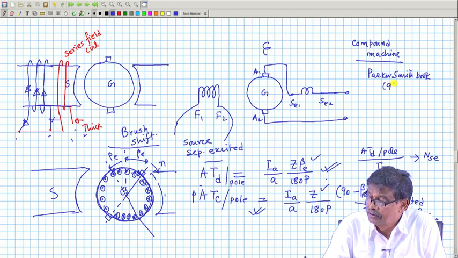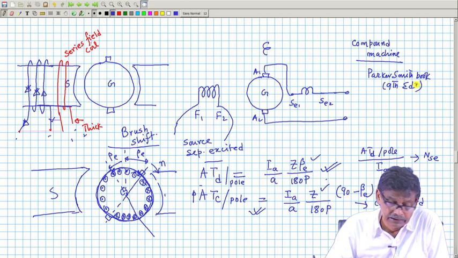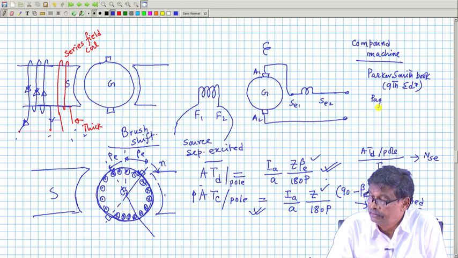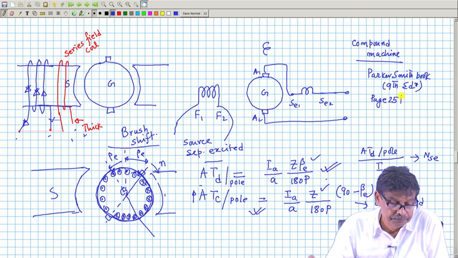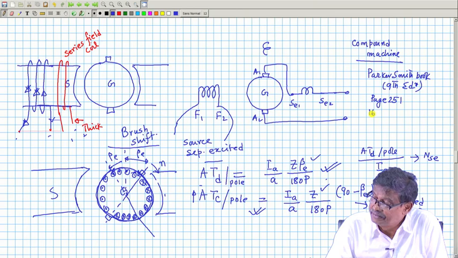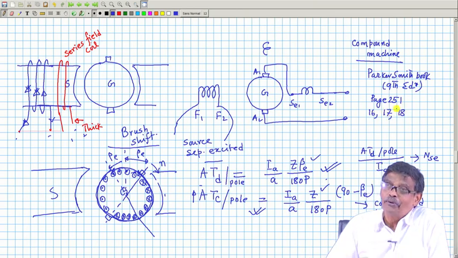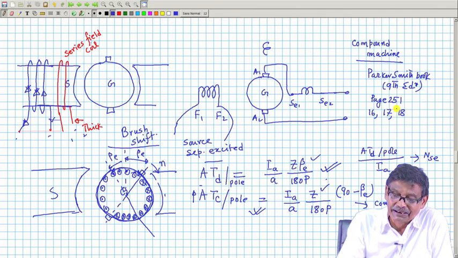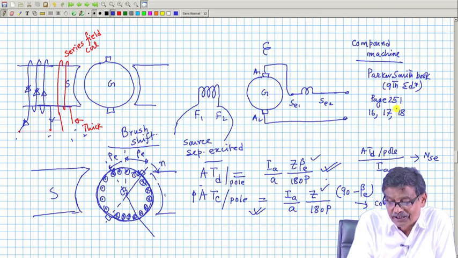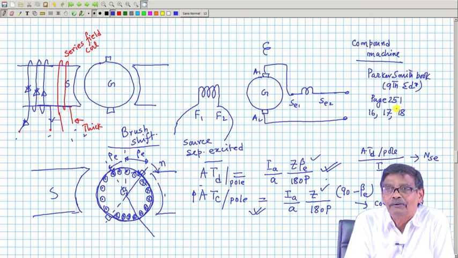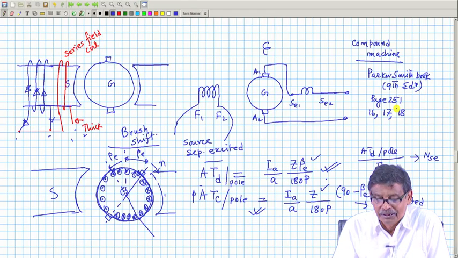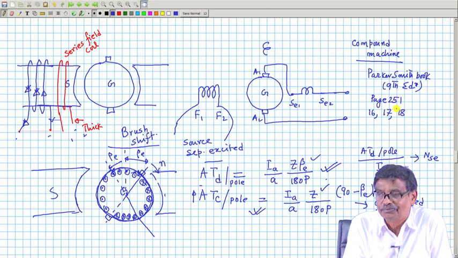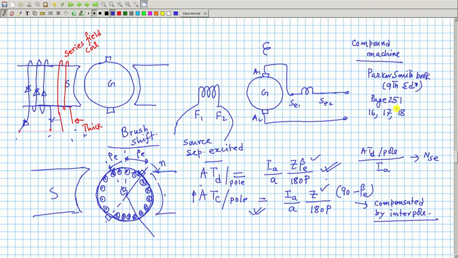I am having a copy of the 9th edition, page number 251, problems 16, 17 and 18. Somebody even says like this, that instead of connecting a series field, you make an arrangement of extra shunt field turns. When the machine is loaded, you increase the MMF of this by increasing the field current.